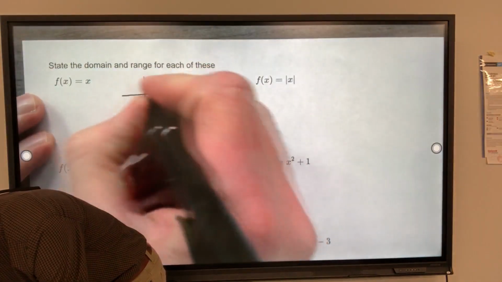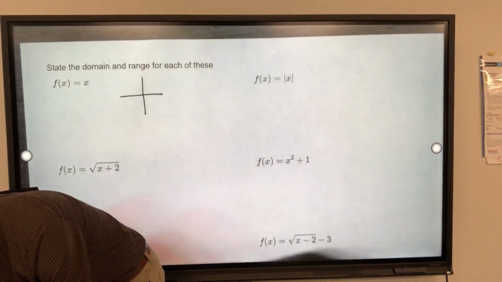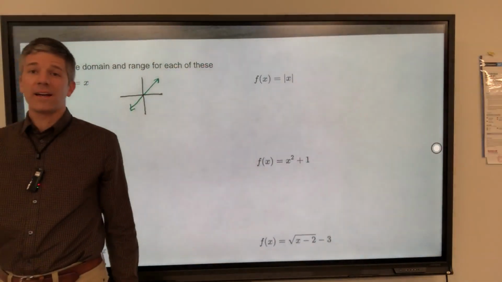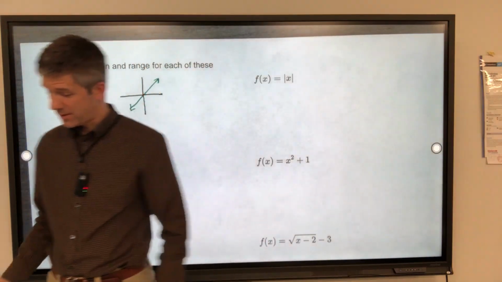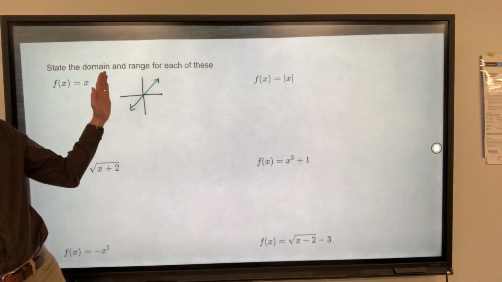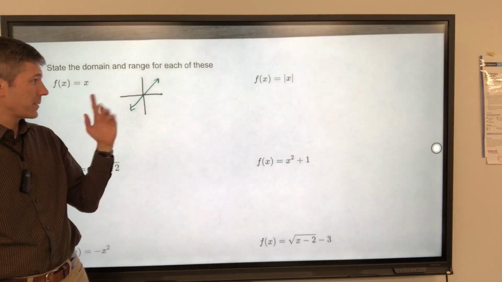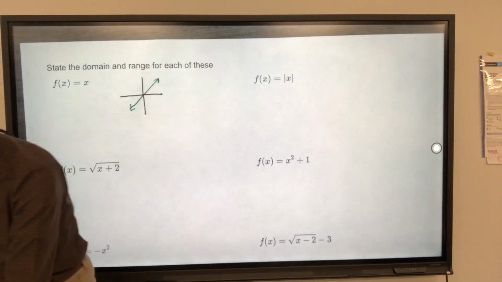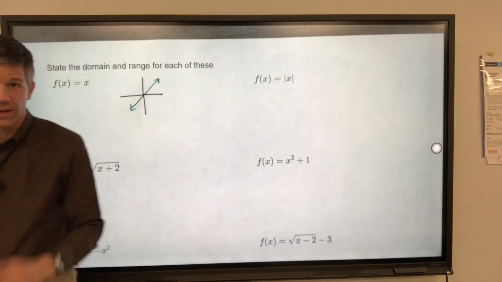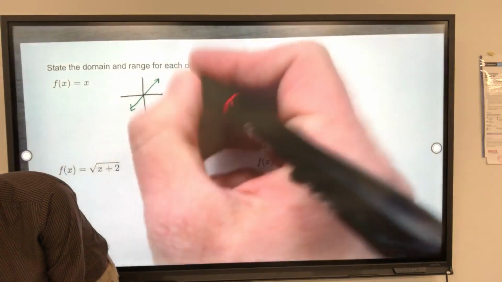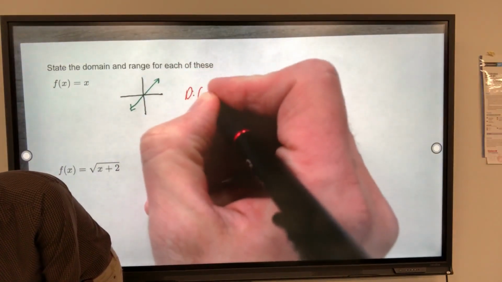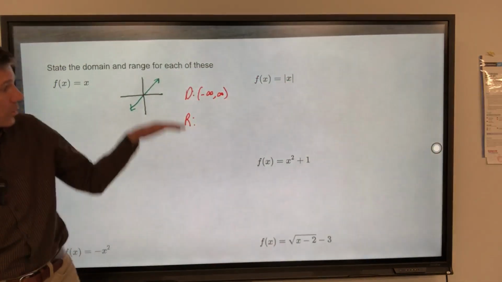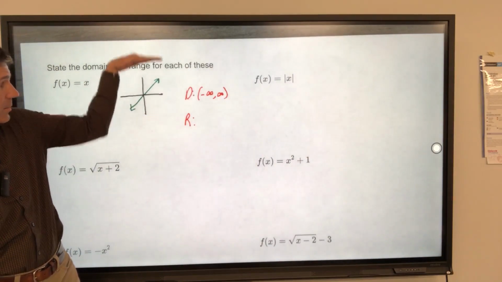The line x looks like this. And because it looks like that, what we're really going to be doing is just looking from left to right. So as I go from left to right, my domain would be negative infinity all the way to positive infinity. I'll write my final answer in red. So the domain is from negative infinity to positive infinity. And my range is going to be the y values, so from negative infinity to positive infinity.